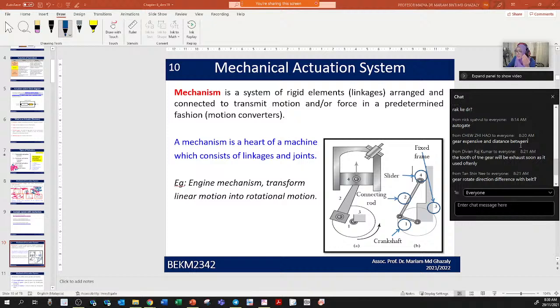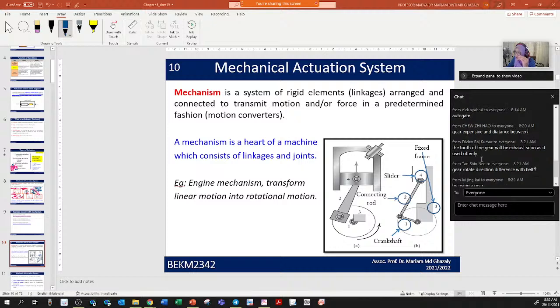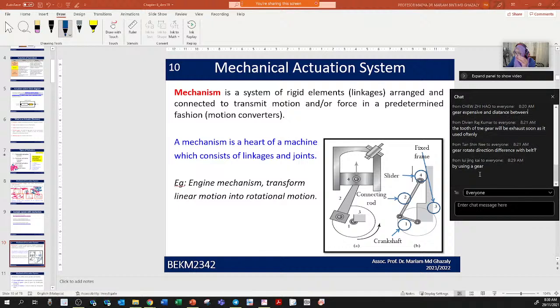Gear is expensive and distance between. So that one is the correct answer. Louis said using gear for the 3D printer. No. To move the 3D printer head, the one that is printing, you're actually using a lead screw mechanism. So what is a lead screw mechanism?